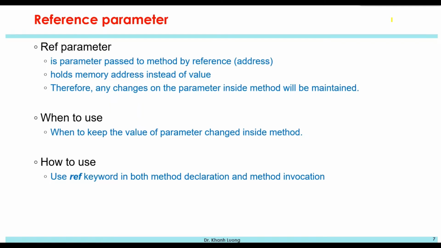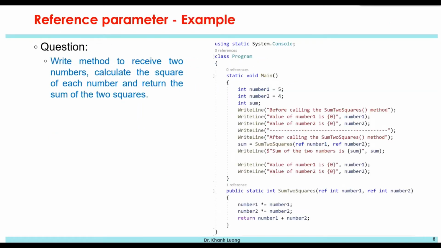How do we use this? We will use the keyword ref in both the method declaration and the method invocation. So let's see the following example. This is the previous example, but now we don't use value parameters anymore, we use reference parameters. In the method declaration, we put ref in front of the data type of the parameter that we want to become a reference parameter.